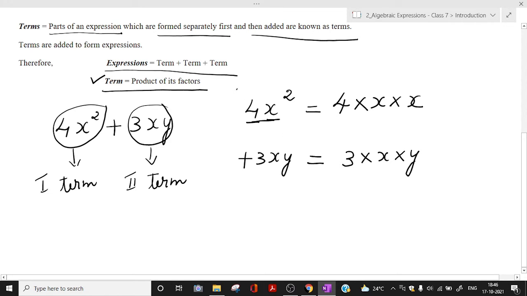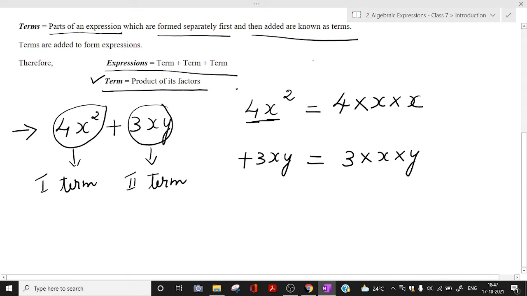Let me repeat. When we are talking about this particular expression, 4x squared plus 3xy, it has got 2 terms. The first term is 4x squared and the second term is 3xy, and each of these terms is individually formed first. It is not written, it is formed. So when we say 4x squared, it is made up of 4 into x into x. 4 into x into x makes 4x squared. 3 into x into y makes 3xy. So each term has got its factors.